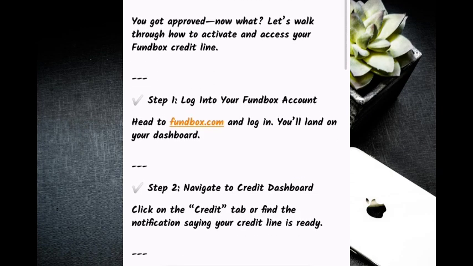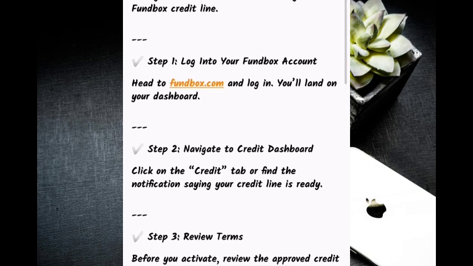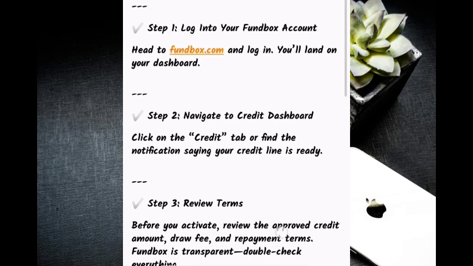Step 1, log into your Fundbox account. So head to fundbox.com and log in. You're going to land on your dashboard. That's the first step. Now the next step is to navigate to credit dashboard. So click on the credits tab, or you can find the notification saying that your credit line is ready and click on it.